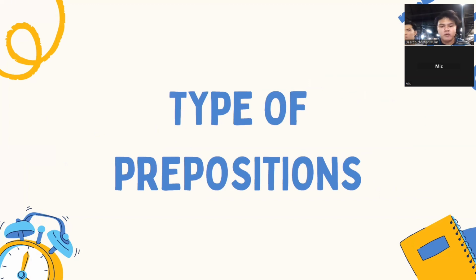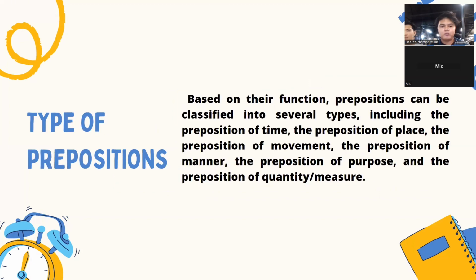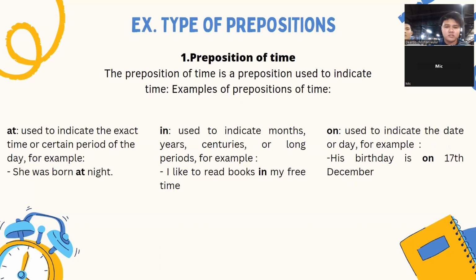So this is the types of preposition. What are the types of prepositions? Based on their function, prepositions can be classified into separate types, including the preposition of time, the preposition of place, the preposition of movement, the preposition of manner, the preposition of purpose, and the preposition of quantity and measure. So these are the example types of preposition.